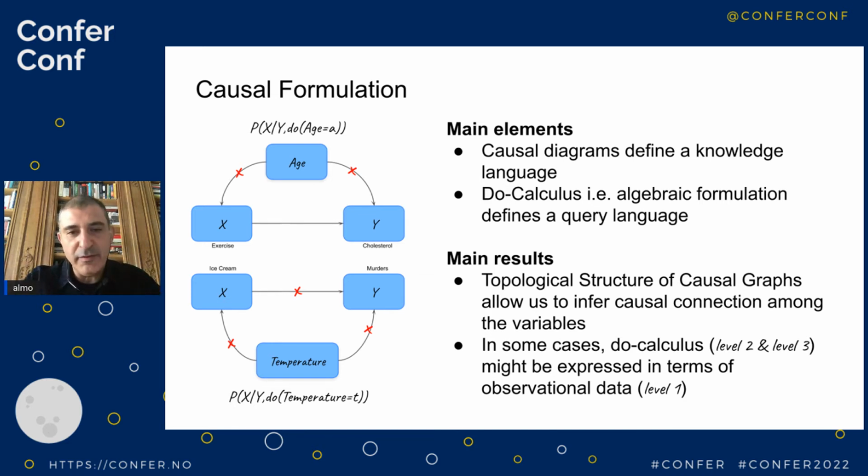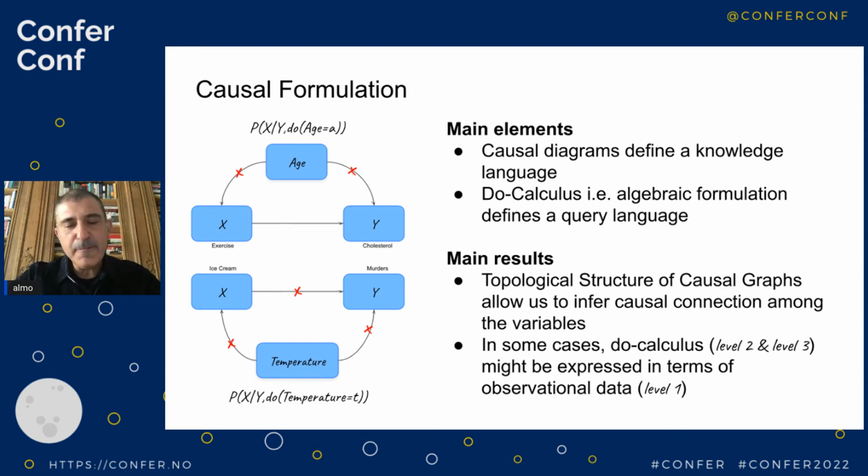One is the causal diagram that you can see here, which is a way to represent the knowledge. And then using this formulation that you can see also here, we do what is called a calculus, which is just an algebraic formulation that defines the query language. So we are able to build those diagrams to formalize the knowledge and then query them using the calculus.